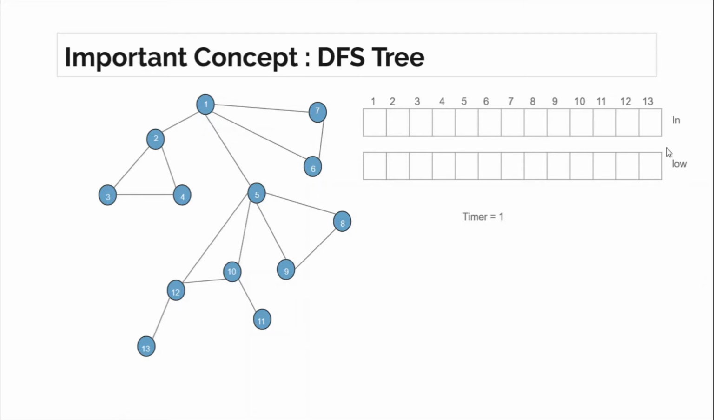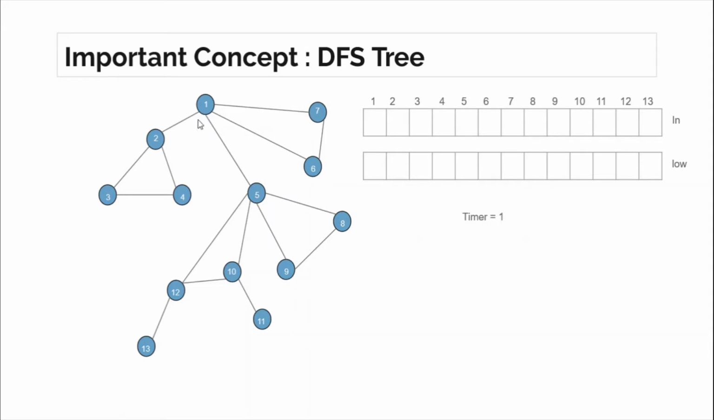So what we have here: since there are 13 nodes, we have two arrays of size 13. This array would store the in time of the node. In time is the time at which you enter a node, and low time indicates the lowest ancestor you are directly connected to, the lowest ancestor to which you can reach using some of the back edges. Now we initialize the timer with 1.